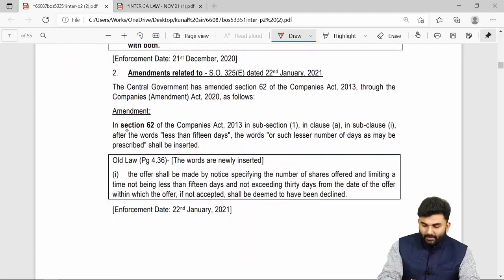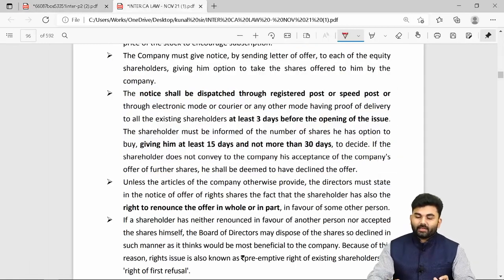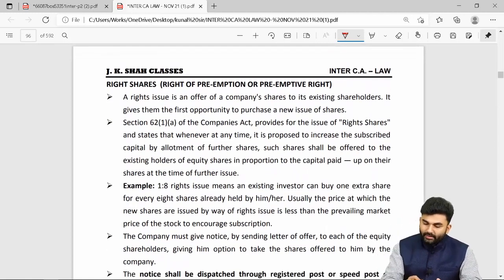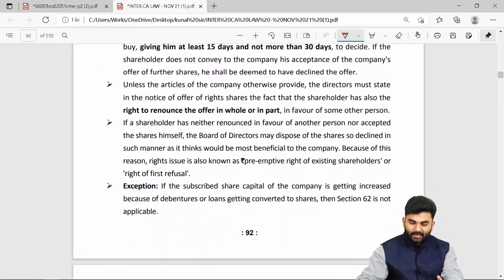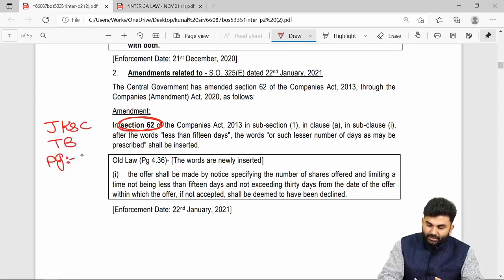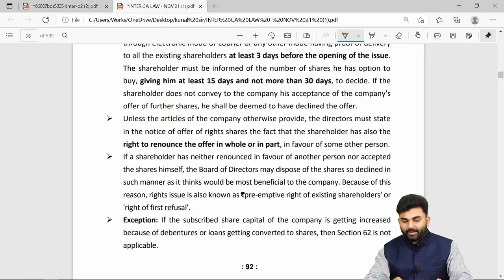The next amendment is towards the provision of section number 62, which is about further issue of share capital, wherein under the heading called rights shares, which you will find in your JKS's textbook page number 92.